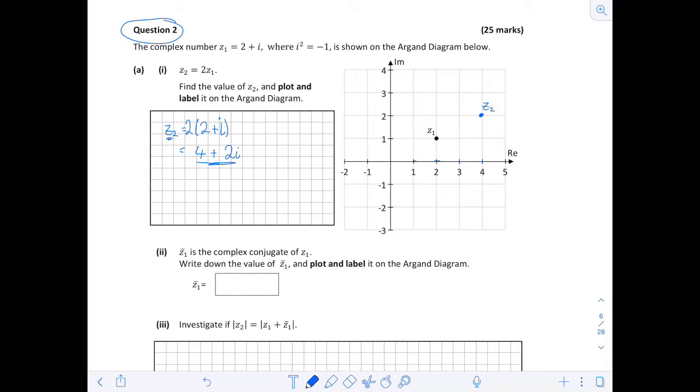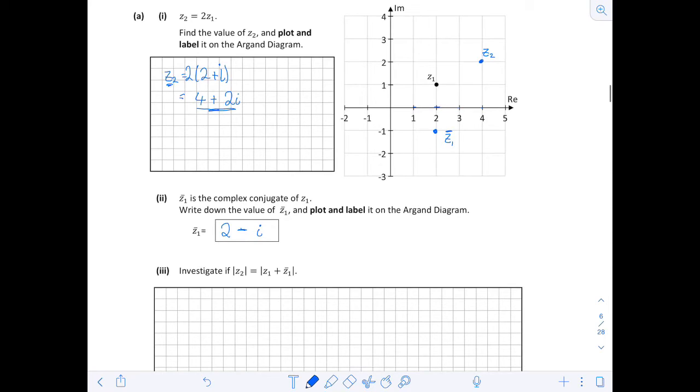So z1 conjugate will be 2 and an i. And up here, the sign in front of the i was a plus. So down here, the sign in front of the i is going to be a negative. So we have it written out, and we now have to plot it. So it's going to be 2 minus 1i, so it's going to be down there. And we're going to call that z1 with a bar on top.